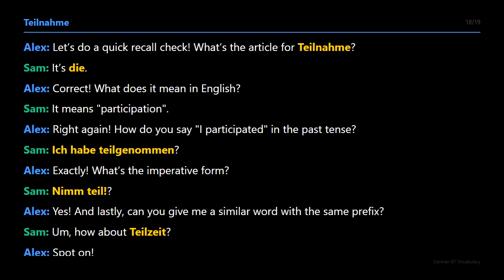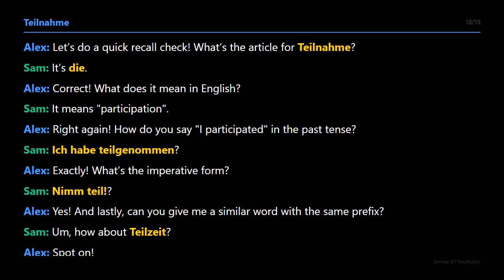Let's do a quick recall check. What's the article for Teilnahme? It's die. Correct. What does it mean in English? It means participation. Right again.